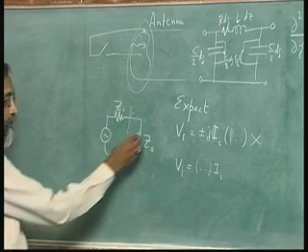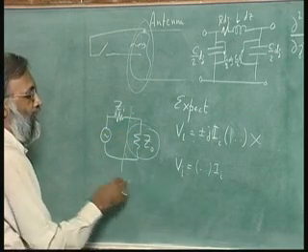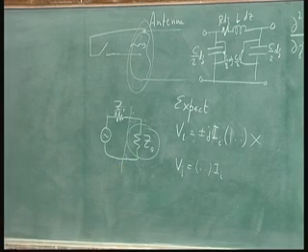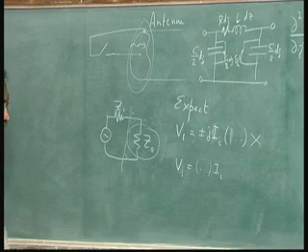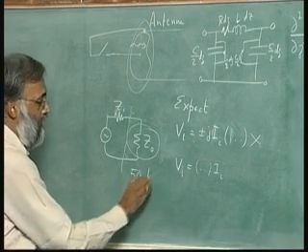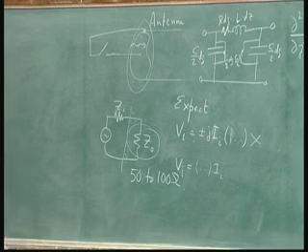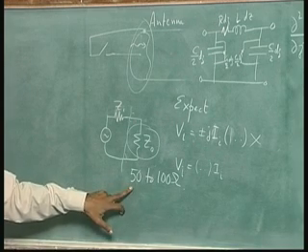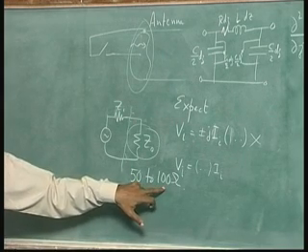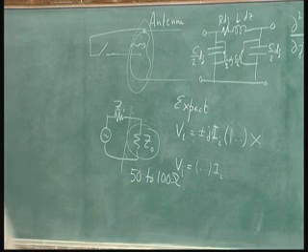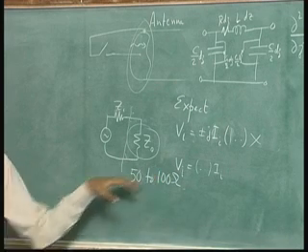So this Z0 must be thought of as a kind of radiation resistance of my transmission line. Typical numbers of Z0 are 50 to 100 ohms. A BNC cable has 50 ohms. A twisted pair telephone cable has 100 ohms. So this is the range of numbers that you will see.